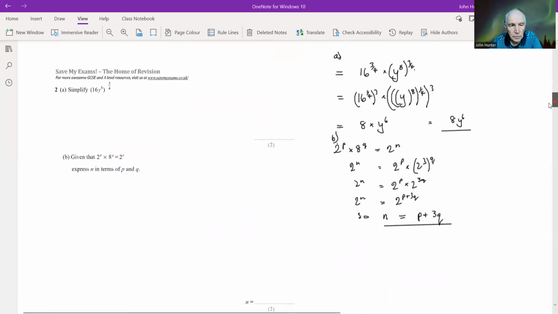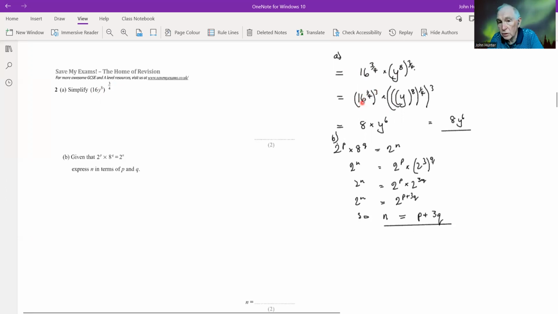Okay, so number 2, simplify, first of all, 16y to the power of 8, all to the power of 3/4. There's a couple of things coming in here. First of all, we need to recognize that this 3/4 applies to each factor in here, so it applies both to the 16 and also to the y to the power of 8. Also, when we're doing this 3/4, we can break it into bits, and it's useful to use brackets. So it's 16 to the power of 1/4, to the power of 3.